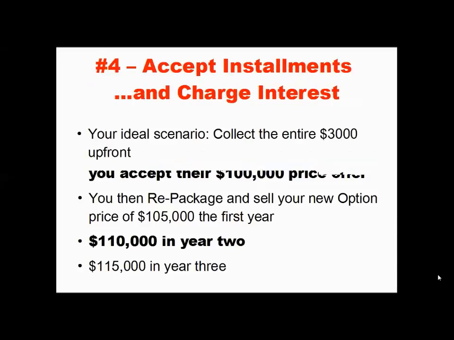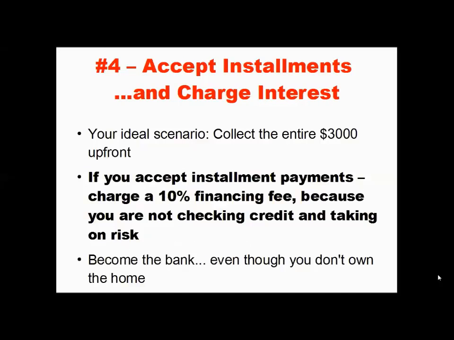And number 4 is, and I don't think many people do this, but I highly recommend it. I do it myself, and I have done it, and I'm doing it now. And that is to accept installments and charge interest. What I mean by that is, your ideal scenario is to collect a $3,000 option assignment fee up front. That's what you really want. You want that $3,000 in your hand.